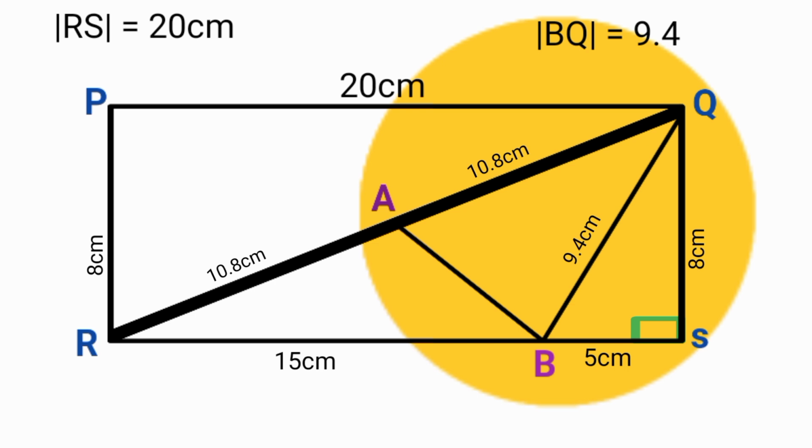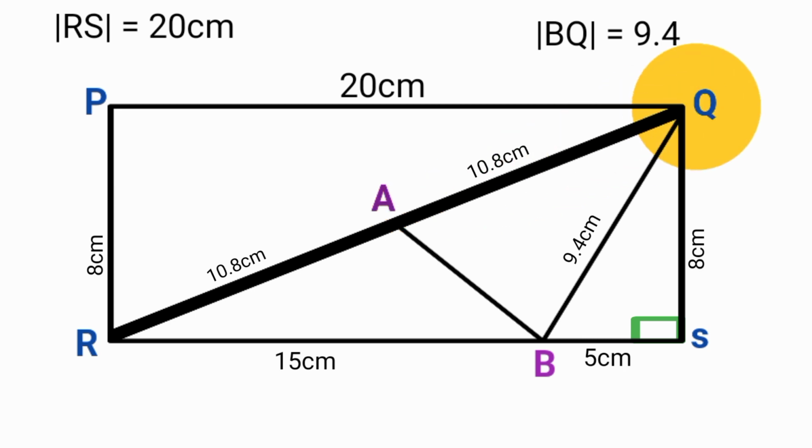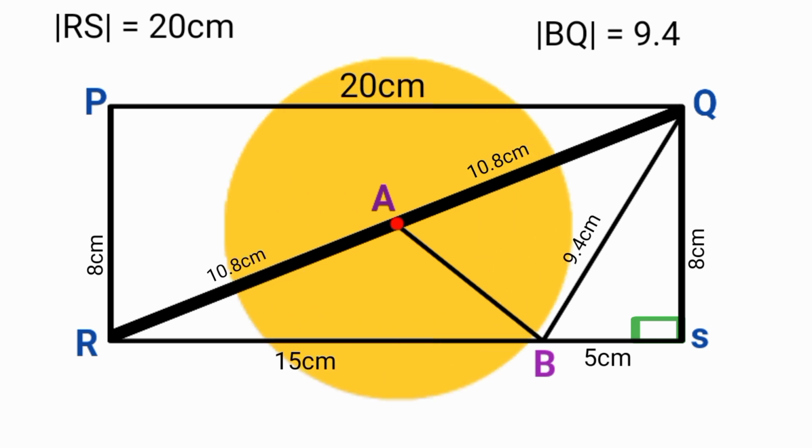Now, recall line AB is a bisector of this line QR here. So that means this here is the midpoint of line QR. If you look also, line QR is a diagonal of the rectangle because it was drawn from this point here down to this point. And I believe we all know that the midpoint of a diagonal of a rectangle is also the midpoint of that rectangle. And that means this here is the midpoint of the rectangle PQRS.